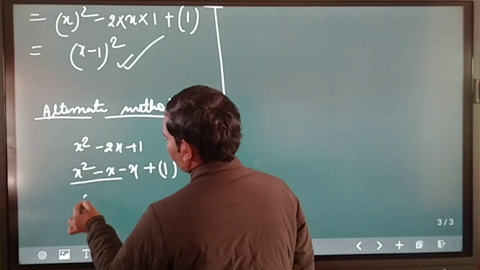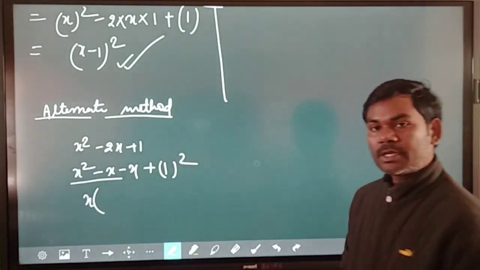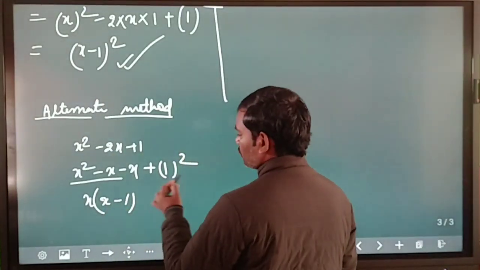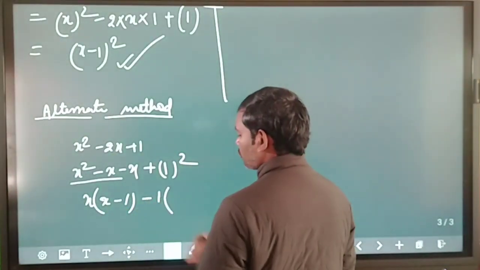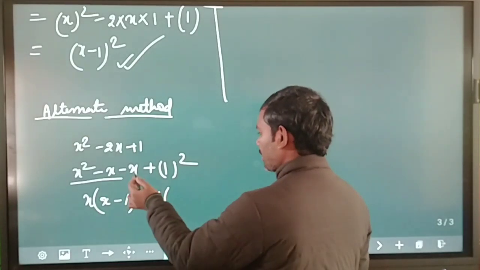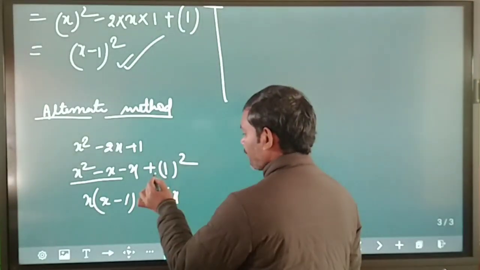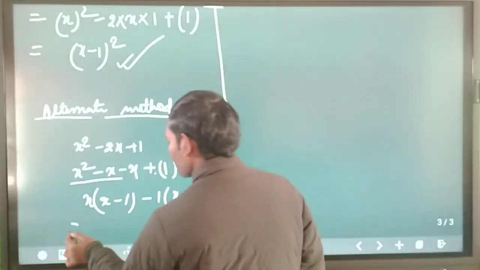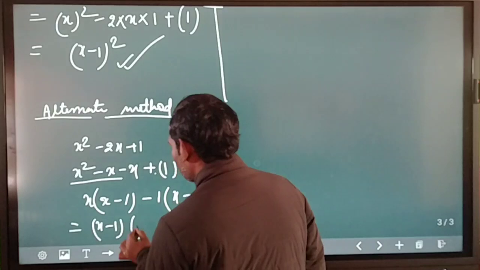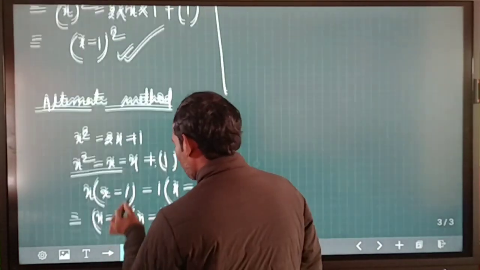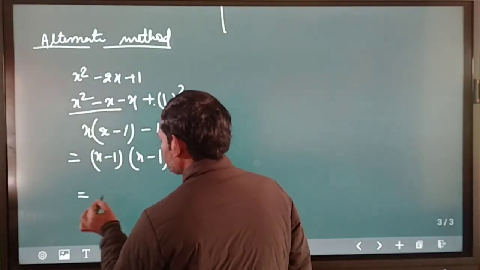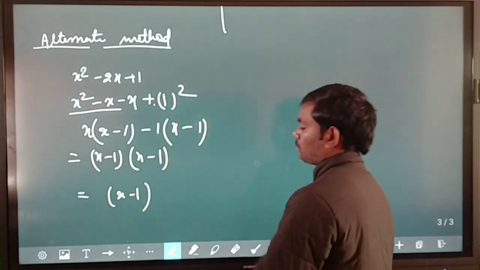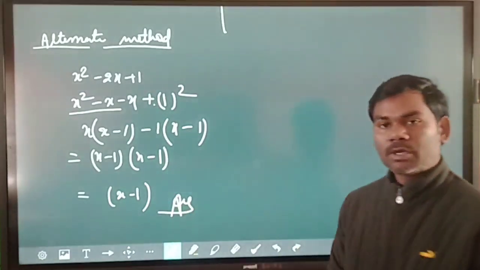From this section we can take x as common. So when x is taken as common, here we get x minus 1, and from both these we can take minus 1 as common. So when minus 1 is common, here we get x minus 1. So we get (x minus 1) into (x minus 1), and this becomes whole square of (x minus 1). So this is the result through the alternate method.